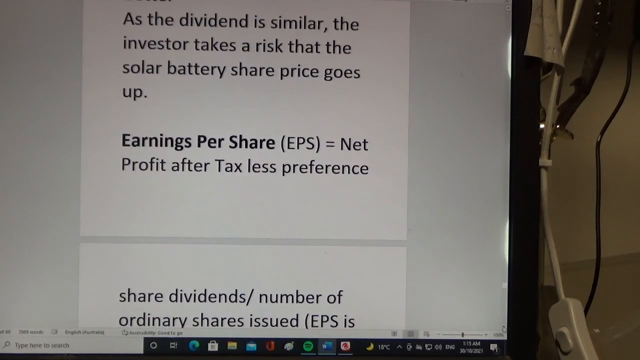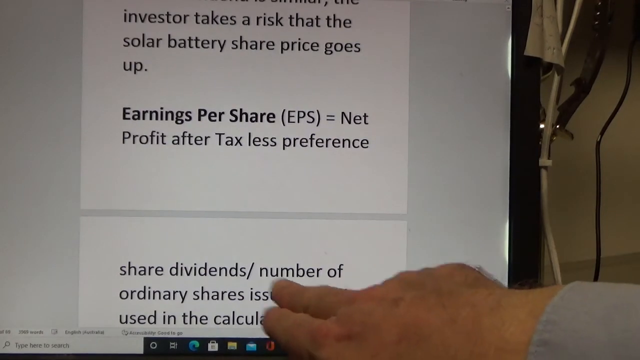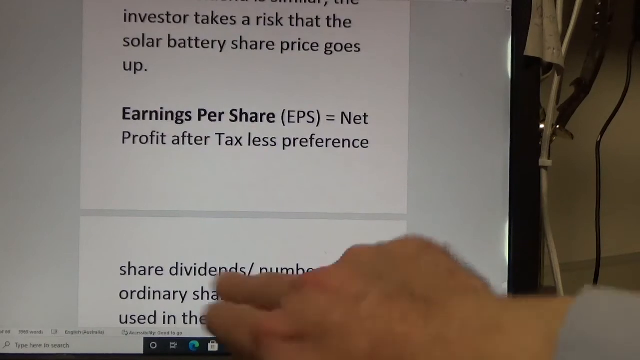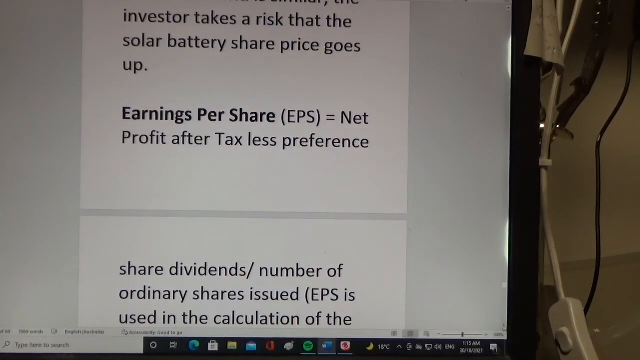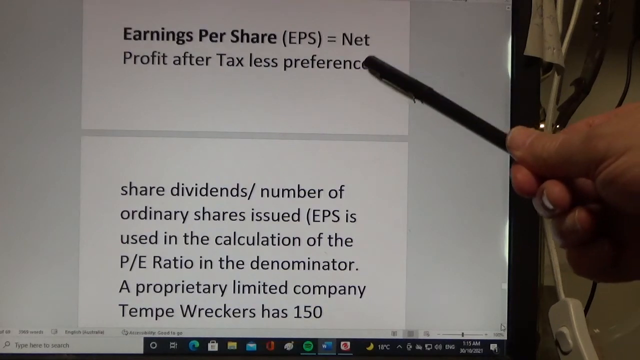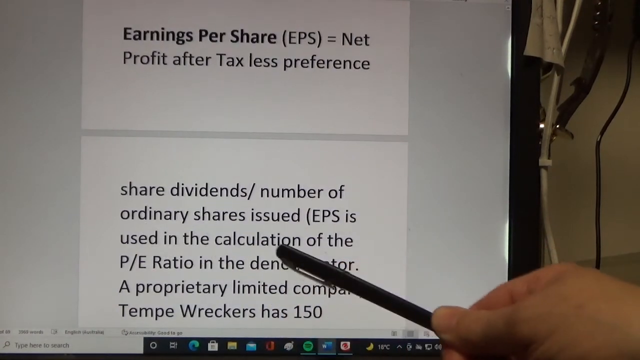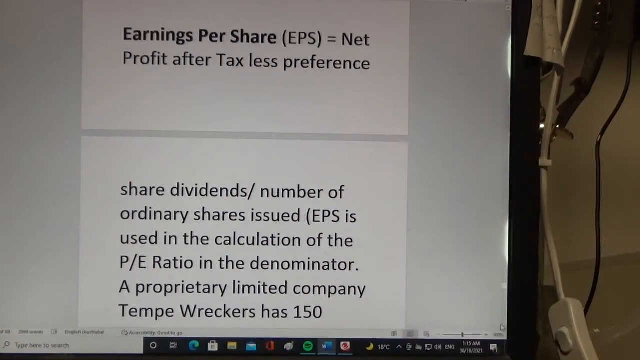Earnings per share, EPS, you will get this. It's equal to net profit after tax less preference share dividends. So you're taking preference shares out, divided by the total number of ordinary shares, a quantity that is not a monetary value, the denominator. It's the number of ordinary shares. So again, earnings per share equals net profit after tax less preference shares divided by total number of ordinary shares, expressed as a quantity. That's the formula for EPS. You use that in the price earnings ratio too, which is next.